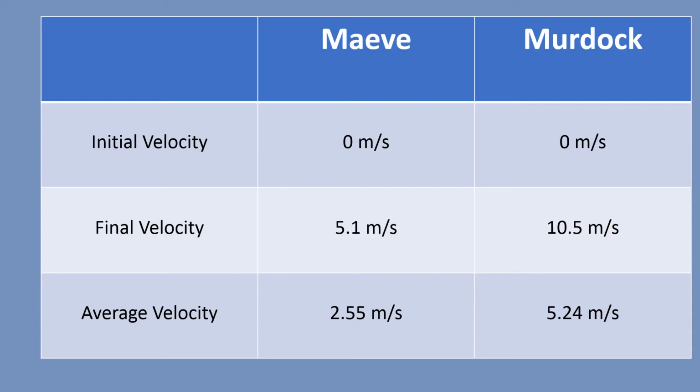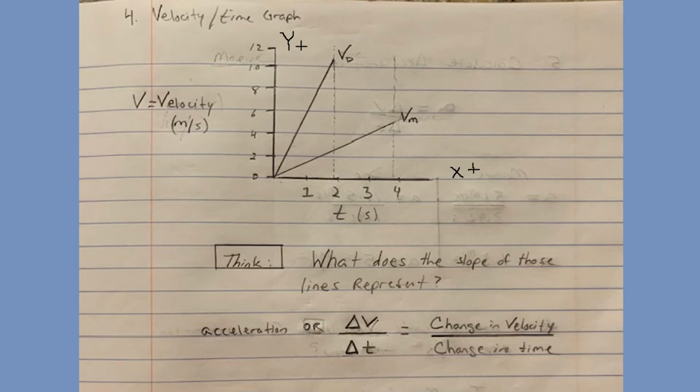And just for comparison's sake, here is a little table to show you the initial velocity, the final velocity, and the average velocity of my daughter and my dog. So here's the second of our motion line graphs. It's a velocity over time graph. And again, you can probably see why we call it that.